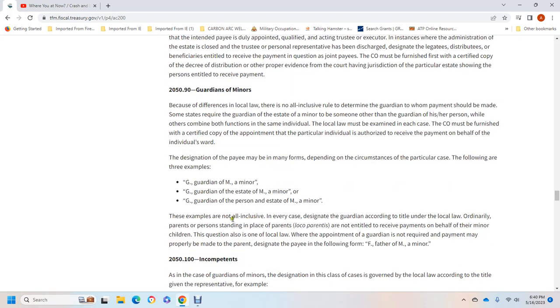For example, these are not exclusive. In every case, the designation of the guardian is according to local law, with the guardian standing in the place of the parents, in loco parentis, and is intended to receive the payment on behalf of the minor children. The question is one of local law. If the appointment of a guardian is not required, the payment may properly be made to the parent, designated as the payee in the following way: F, father of M, a minor.